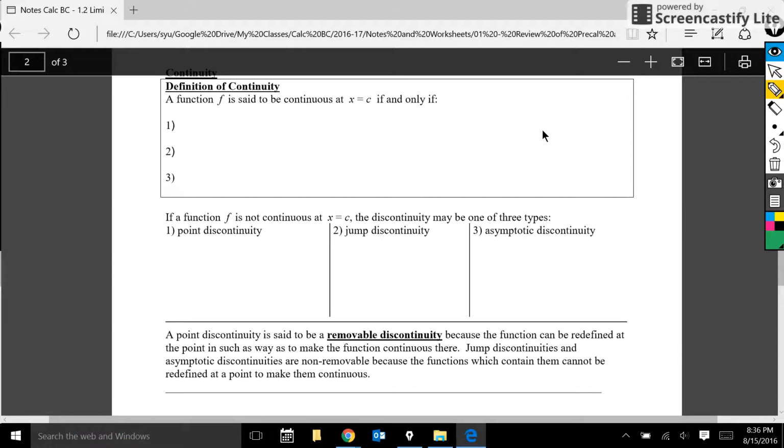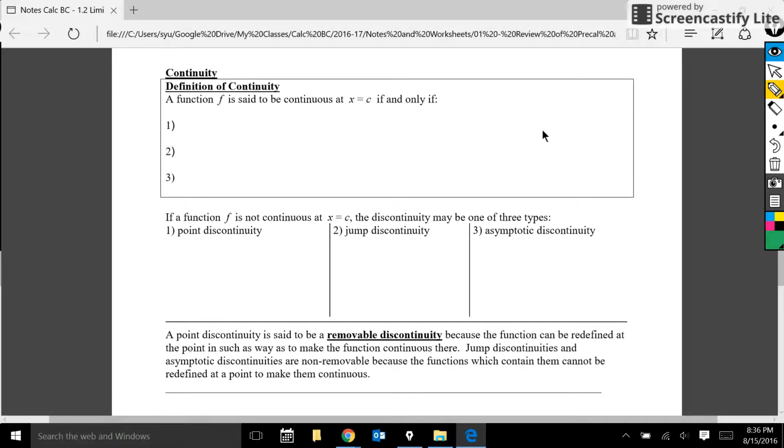Everyone, we talk about continuity. So first, let's define what continuity really means, okay? Because we might have an idea of what it means. Practically, say you're drawing a graph of a function, and you can draw the function without picking up your pencil. Then it's continuous.